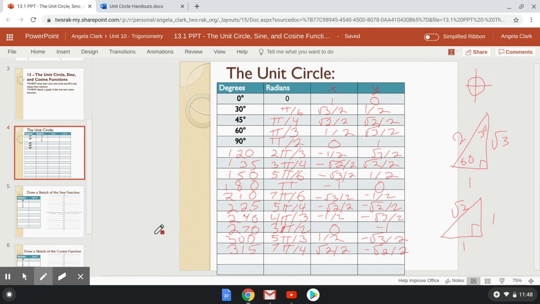And then here we have 330. So this is our 30-degree angle. It's our 30-degree angle, so this is 11 pi over 6. And so all of the 30-degree angles are pi over 6, over 6, over 6, over 6. And so this is going to be square root of 3 over 2, negative 1/2. All right. And then the last one is 360.